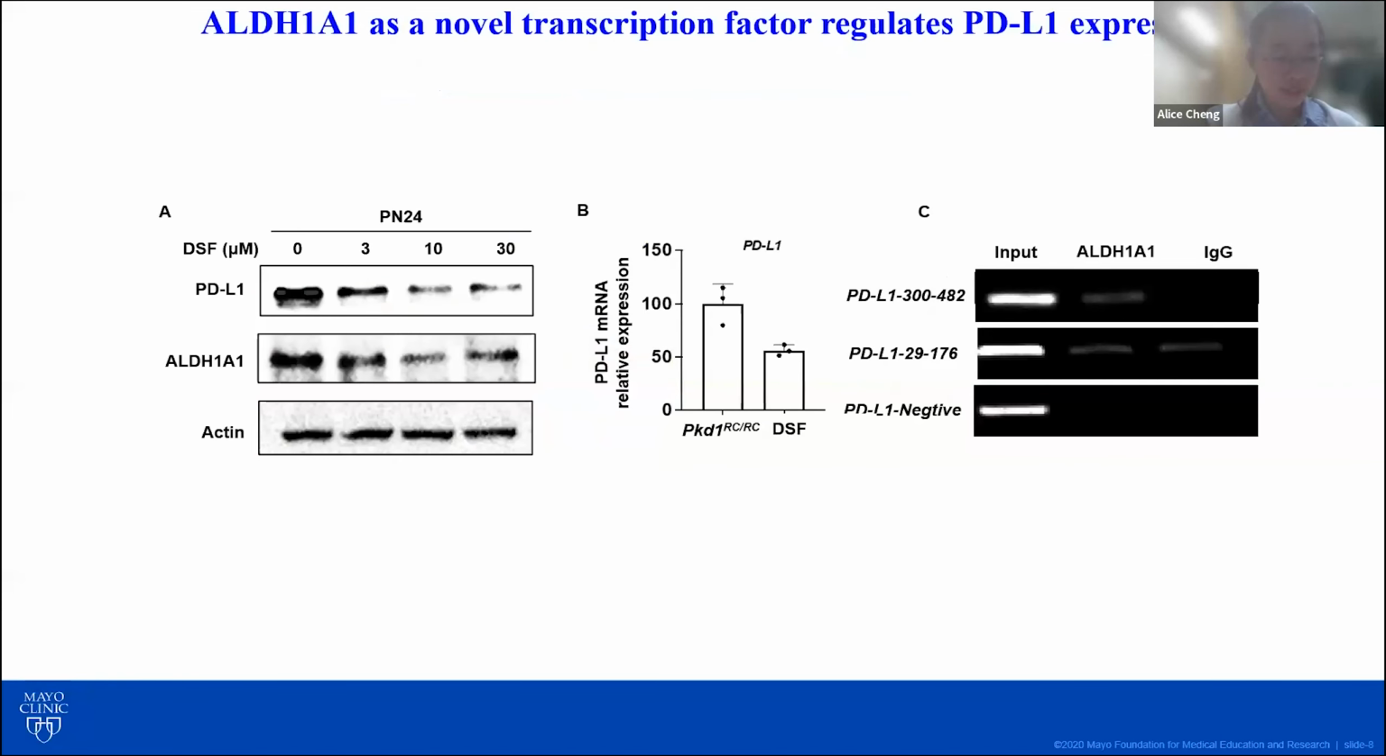To understand the mechanism of why treatment with an ALDH1A1 inhibitor could synergize with PD-L1 antibody-mediated immunotherapy on disease growth, we found that ALDH1A1 can serve as a transcription factor to directly regulate PD-L1 transcription, as examined by Western blot, qPCR, and ChIP-qPCR. Our results suggest that immunotherapy combined with chemotherapy could be more efficient against disease growth in ADPKD patients.